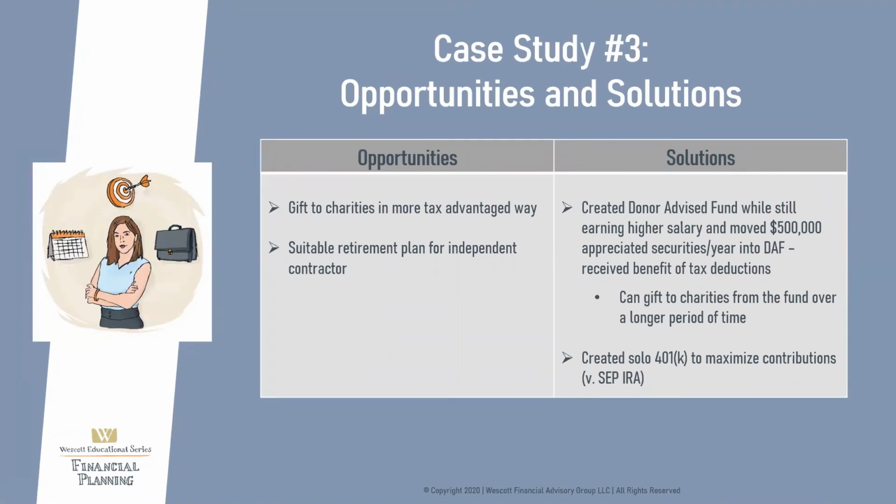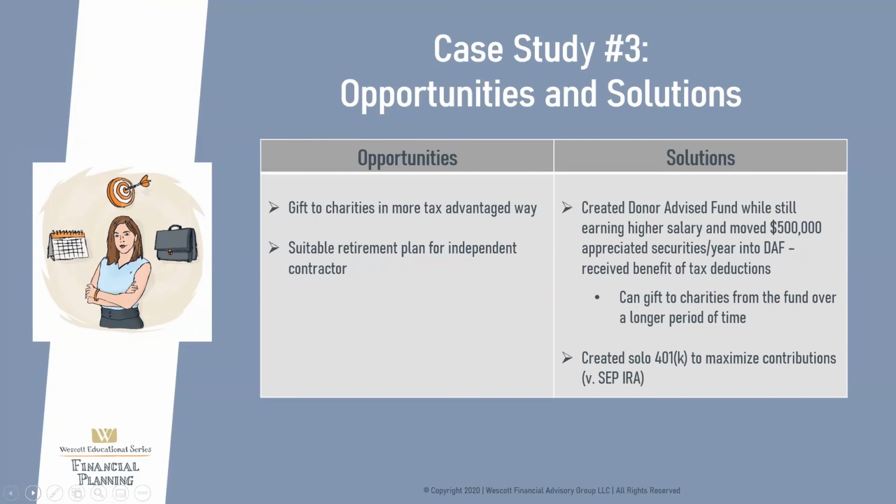In Joan's case, we were able to create a donor advised fund while she was still earning a higher salary and move appreciated securities worth about $500,000 each year for several years prior to her becoming an independent contractor. Joan received the benefit of those deductions in the years she moved these amounts to the donor advised fund while she is still earning a larger salary and therefore in a higher tax bracket, but can now gift the money to the charities periodically over a longer period of time as she sees fit.